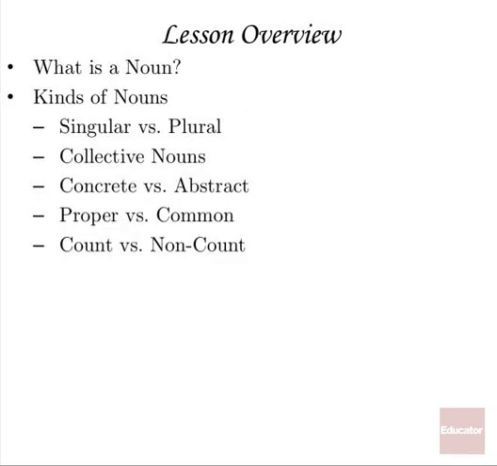All right, we're going to begin with a brief lesson overview. We're going to ask, what is a noun? What is it? What does it do? We're going to look at different kinds of nouns, which is going to be the major focus of this lesson. We're going to look at singular and plural nouns, collective nouns, concrete and abstract nouns, proper and common nouns, and count and non-count nouns. And then we're going to do a little practice identifying nouns in some literary passages.